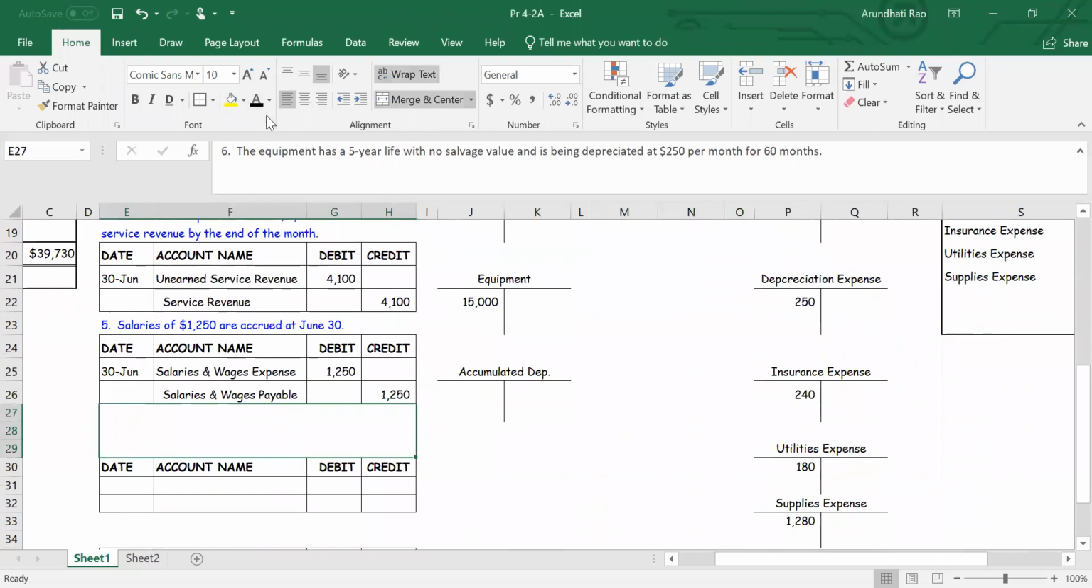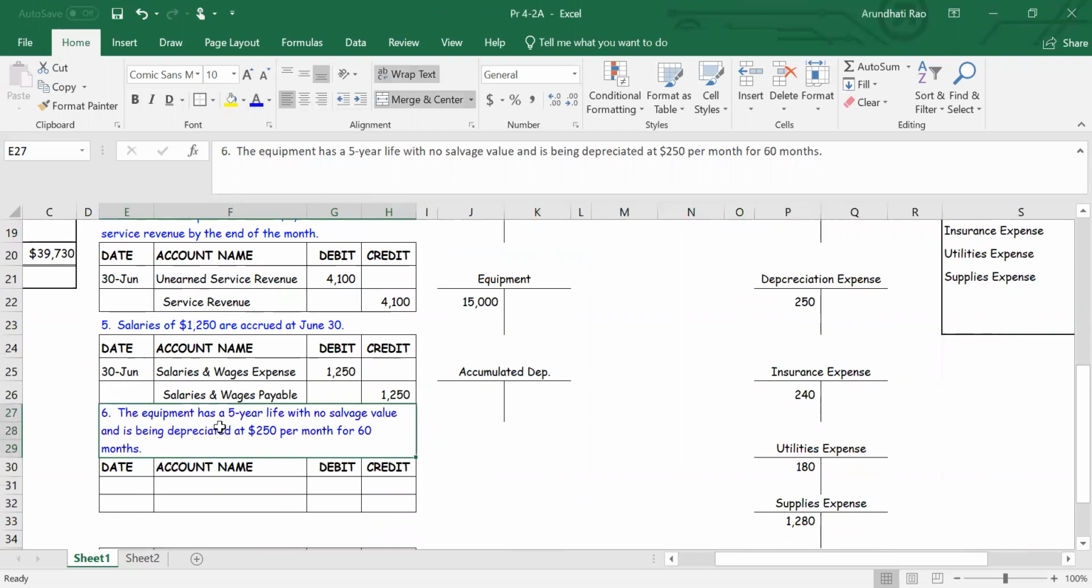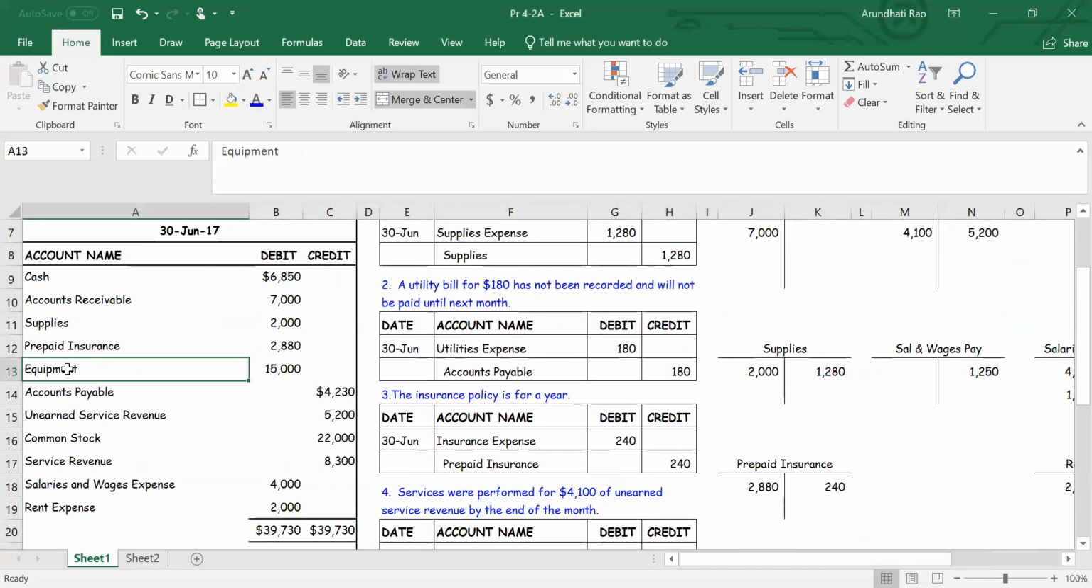Moving on to number 6. In number 6, we are told the equipment had a 5-year life with no salvage value and is being depreciated at $250 per month for 60 months. So what does this mean? We had purchased an equipment for $15,000. We expect to use it for the next 5 years. Therefore, I need to depreciate it over the next 5 years.